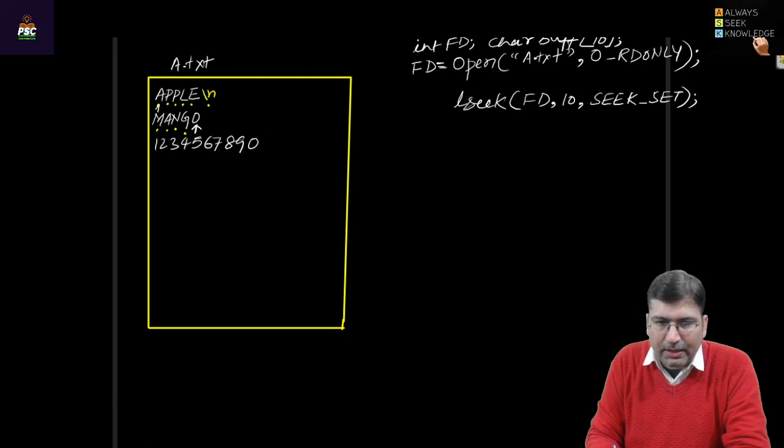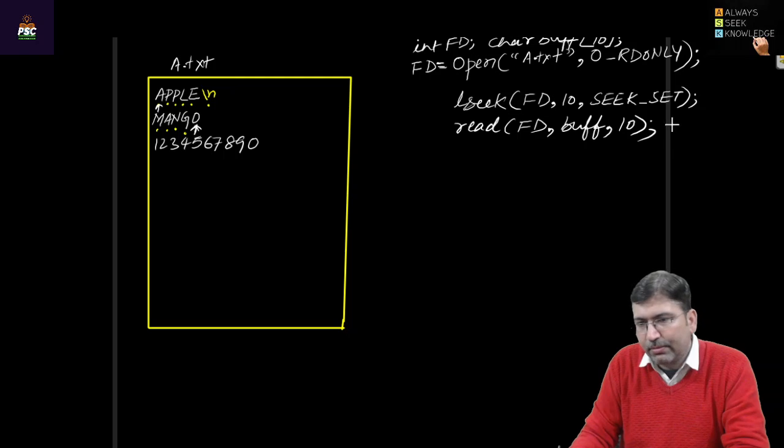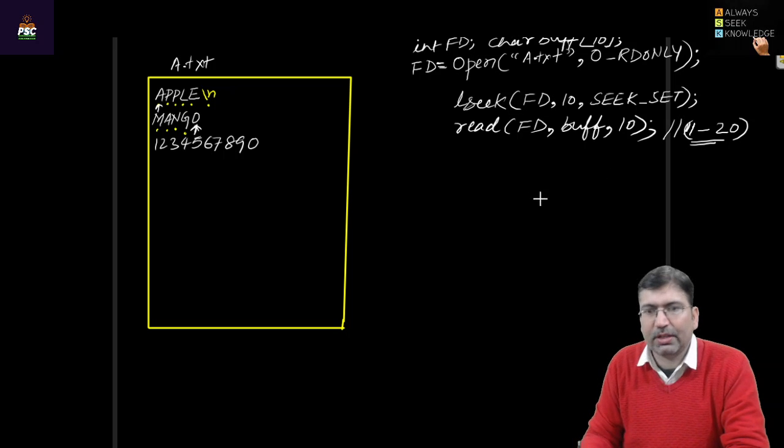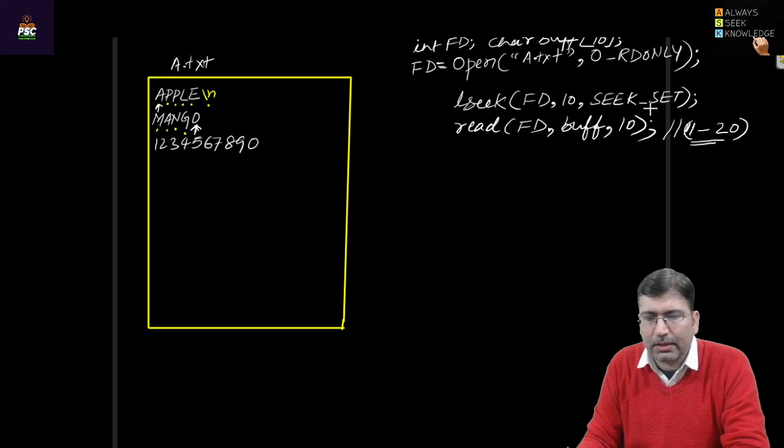So if you are here and you shift 10, if you count 1, 2, 3, you will reach the end. And if you now start reading, you start reading from this current position. So now FD is not in the beginning. If you read and store in the buffer, and you read 10 characters, that means you are reading characters from the 11th character till the 20th character. I hope you can understand this repositioning, and the role of SEEK_SET.